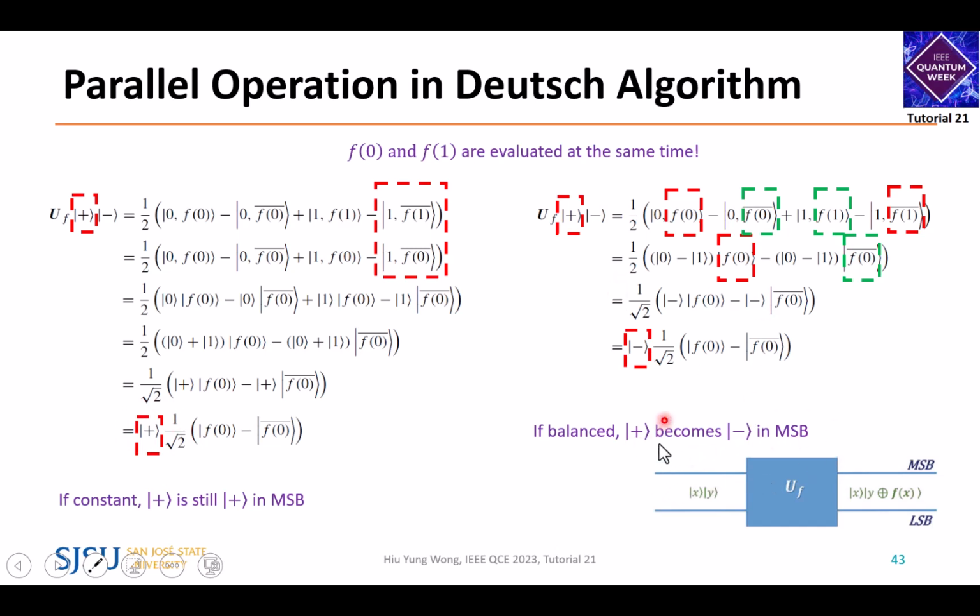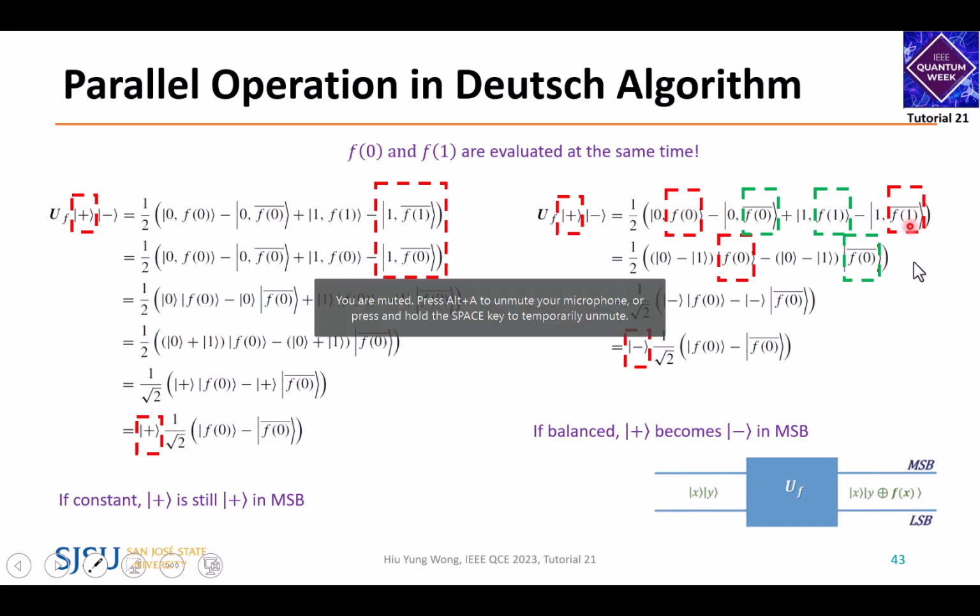On the other hand, if it is a balanced function, it means that f of 0 is equal to not f of 1, because f of 0 is different.